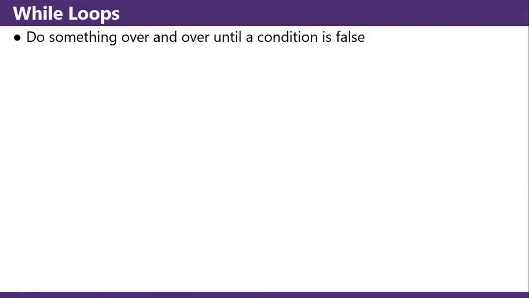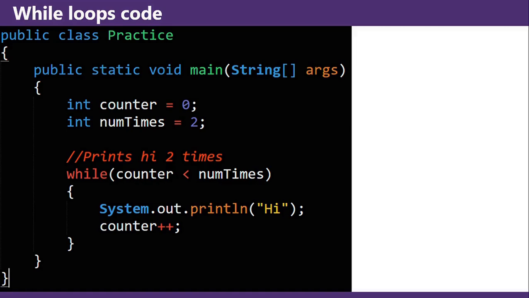While loops. Do something over and over until a condition is false. int counter = 0, int numTimes = 2, this prints hi 2 times. While the counter is less than numTimes, print out hi, and then add 1 to counter.